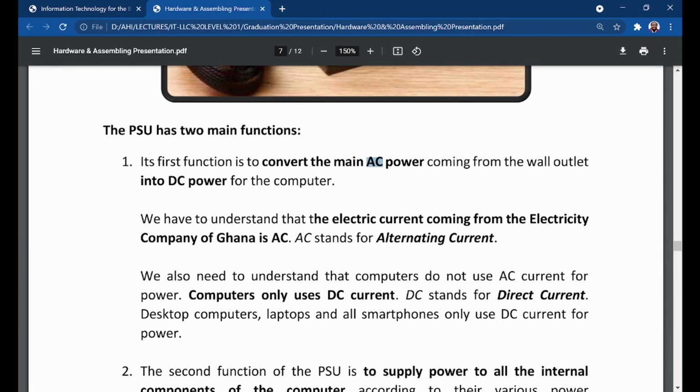AC stands for alternating current. The second type of current is called DC. DC stands for what? Direct current. At this point, I will take a short break and play a short clip about AC and DC so that you understand. Because if you don't understand AC and DC, you may not get the function of the power supply unit. So let me take you to a video and explain that.